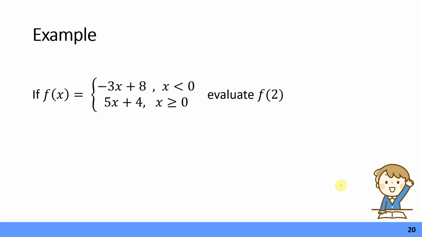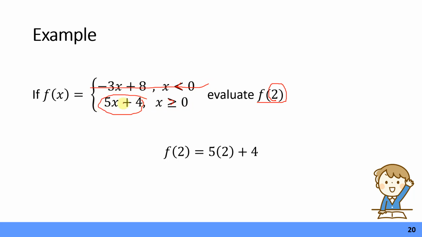So let's go ahead and look at this one. Again, you have a piecewise function because you have two pieces, and I ask you to evaluate f of 2. Again, look at this number, 2, and see where it falls in the conditions. So is 2 less than 0, or is 2 greater than or equal to 0? Hopefully you agree with me that 2 is greater than or equal to 0. So it's not less than 0, so we're not going to use the top one. We're going to use this bottom one here.